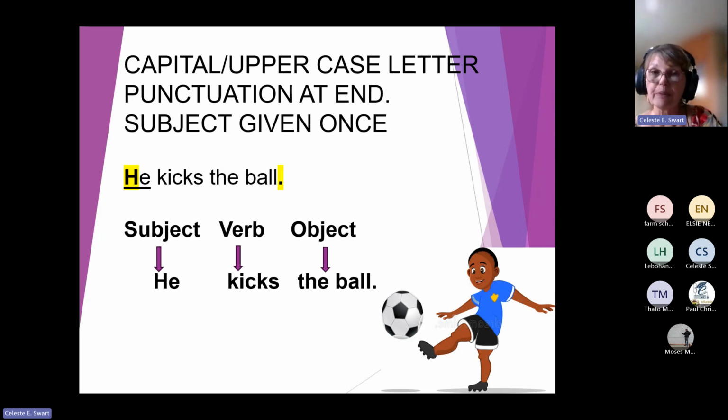And of course, you know, with punctuation, there could be other punctuation marks that are used. It could be a question mark. There could be an exclamation mark, all of these. So we see here our subject is he, the verb is kicks, and the ball is the object.